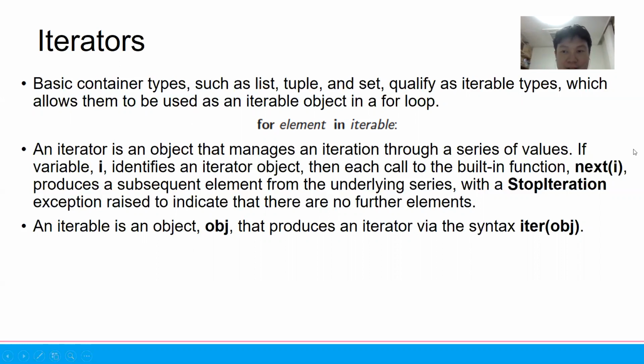And next is the command. If I have a variable i and I call next(i), then it will go to the next one, and the next one, until we have the StopIteration. StopIteration is an exception. If you don't exceed the number of elements, then you can continue, but if you are already at the end of the elements, then it will stop. An iterable is an object obj that produces an iterator via the syntax iter(obj). So we'll check with iter.